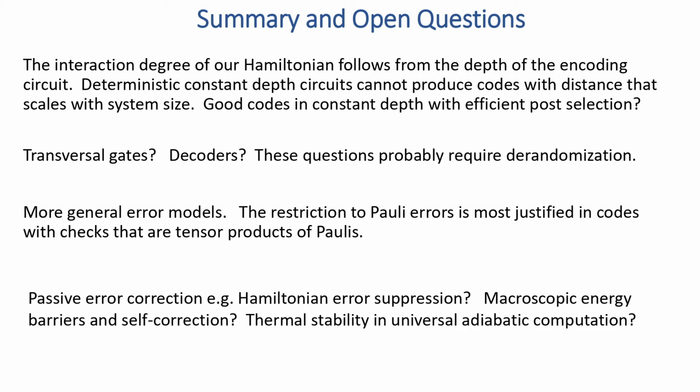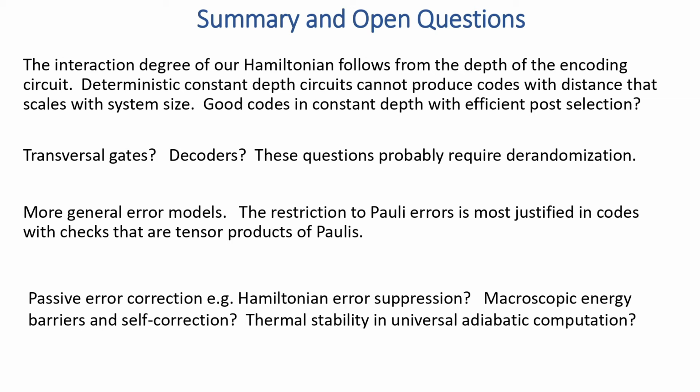Okay, kind of summarizing here with some open questions. So the interaction degree of our Hamiltonian comes from the depth of the encoding circuit. So we know that deterministic constant depth circuits cannot produce codes with distance that scales with system size. But we also saw in Robert Koenig's talk yesterday that it is possible to use post-selection to have macroscopic distance in constant depth, although not necessarily linear distance, because that is related to a surface code.